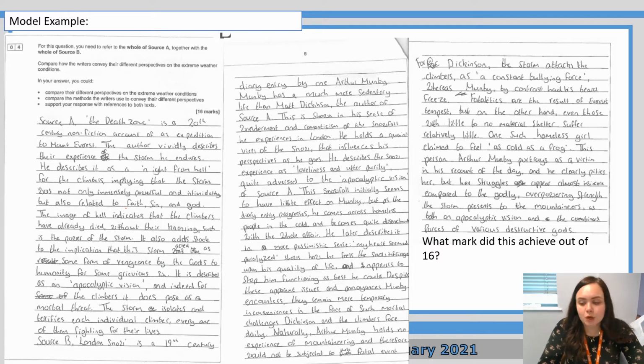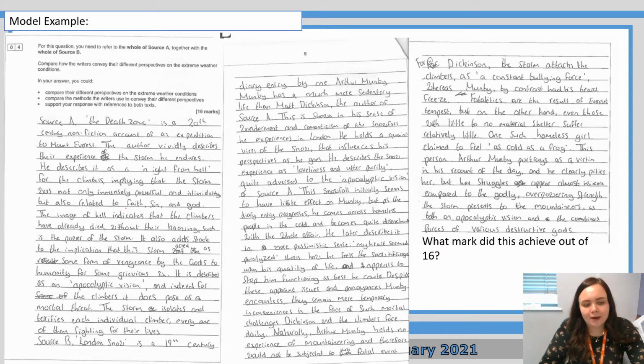So it's the same question that we've looked at: compare the writers' different perspectives on the extreme weather conditions. So Source A, The Death Zone, is a 20th century non-fiction account of an expedition to Mount Everest. The author vividly describes their experience of the storm he endures. He describes it as a night from hell for the climbers, implying that the storm was not only immensely powerful and intimidating, but also related to faith, sin, and God.